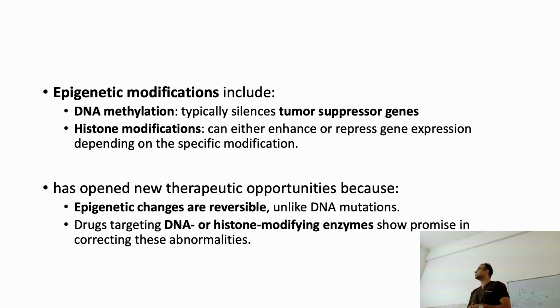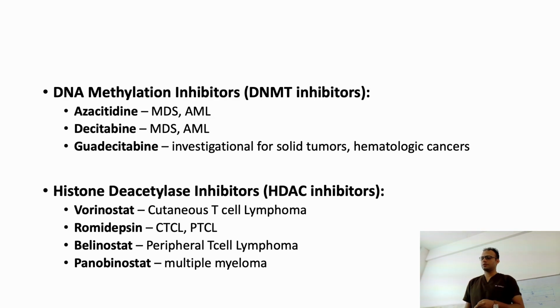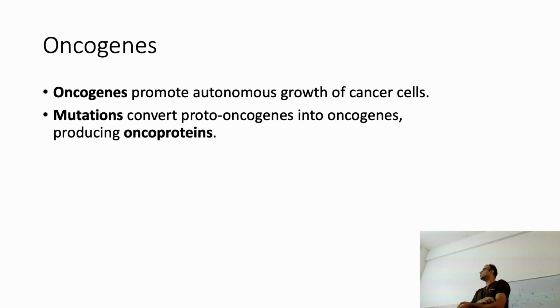So this is new information about epigenetic therapeutics. There are drugs targeting DNA or histone modifying enzymes, which are promising in correcting these abnormalities if we know beforehand. This is just an example of recent drugs: DNA methylation inhibitors, which are used in blood tumors like AML and myelodysplastic syndrome, azacitidine and decitabine. And then also the histone deacetylase inhibitor vorinostat, which has been used in cutaneous T-cell lymphoma and peripheral T-cell lymphoma, and has shown promising results in the studies.